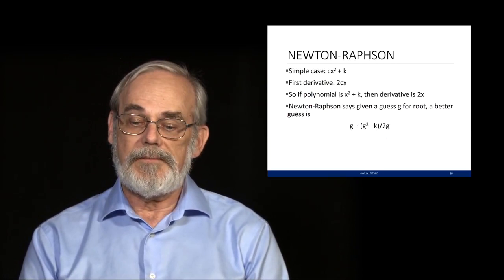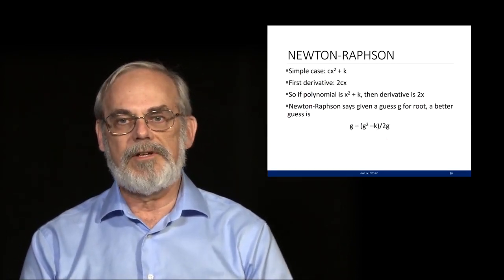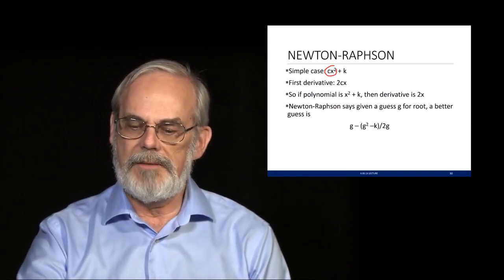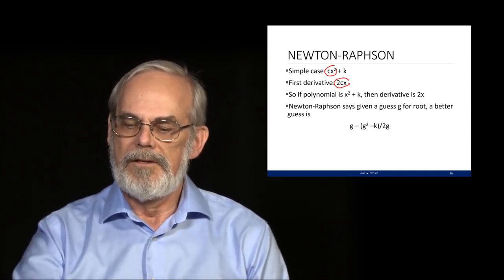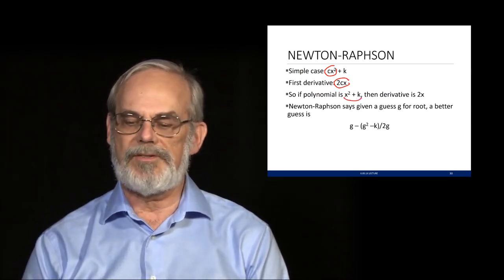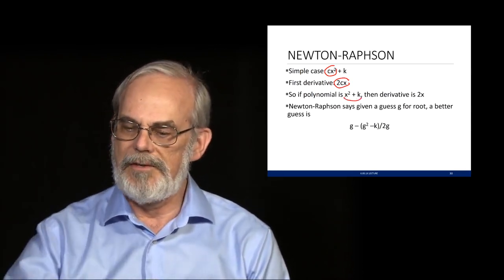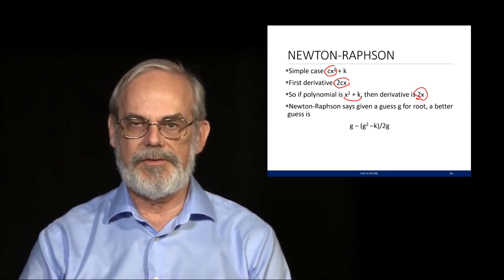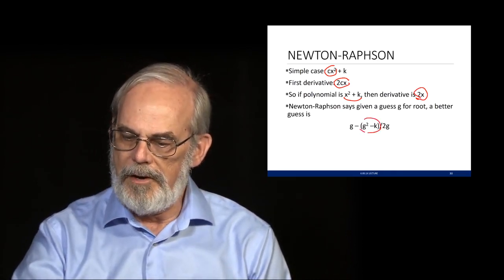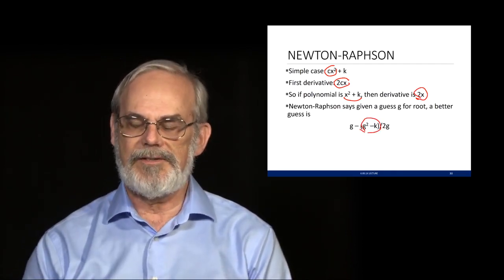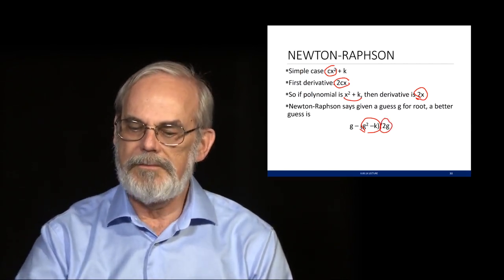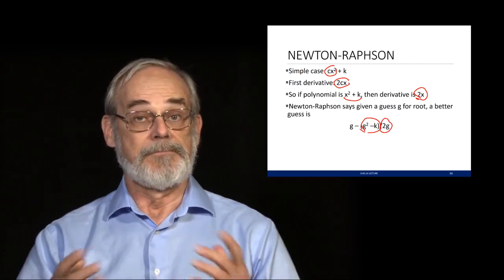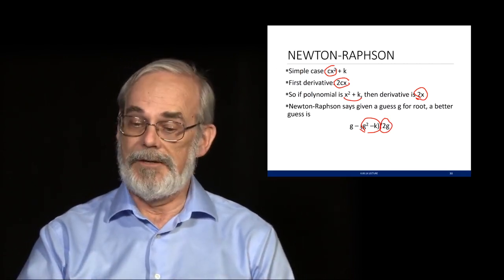So in the simple case, if I've got an equation that is some constant times x squared plus another constant, then the first derivative of c times x squared is just 2cx. So in my case of looking for square roots, x squared plus k is the thing I'm trying to find a solution of, the derivative is just 2x. And so Newton-Raphson says, given a guess for the root, take the polynomial at that point, which is g squared minus k, take the derivative at that point, which is just 2g, take that ratio and subtract it off from g. Cool. We ought to be able to build that, and we can.